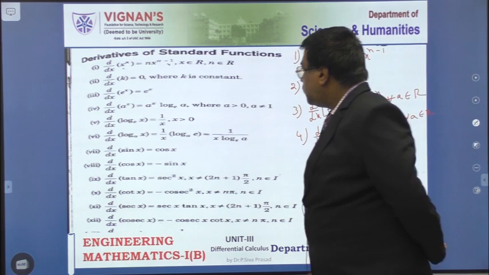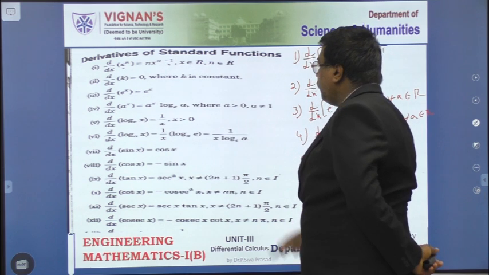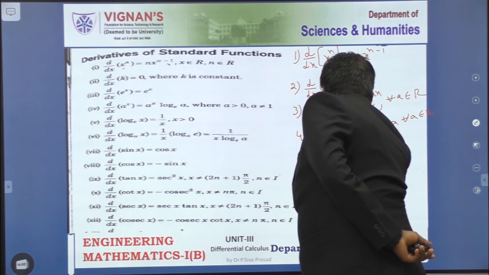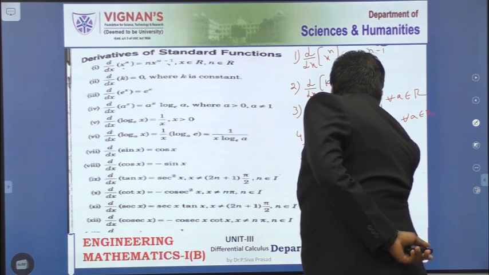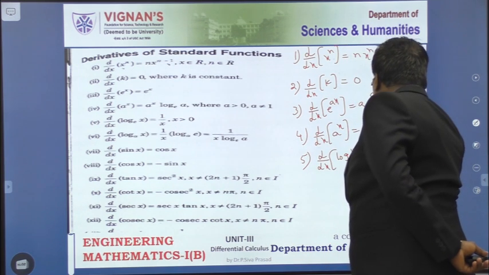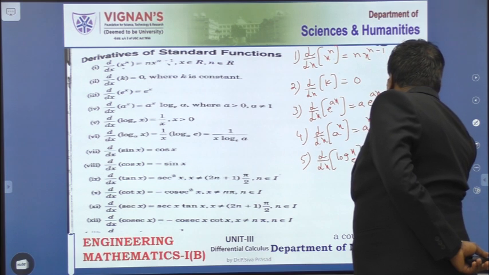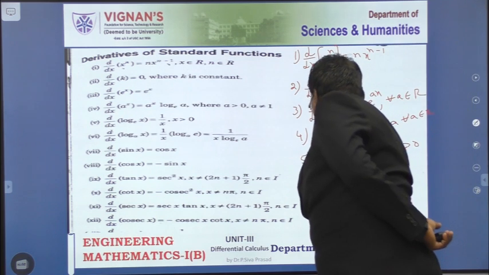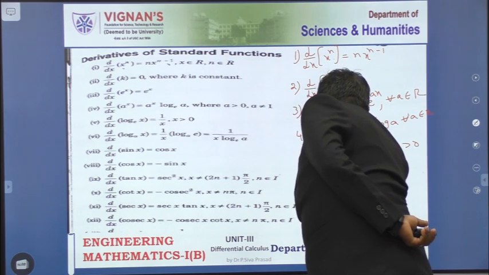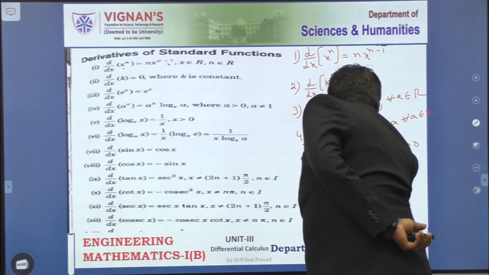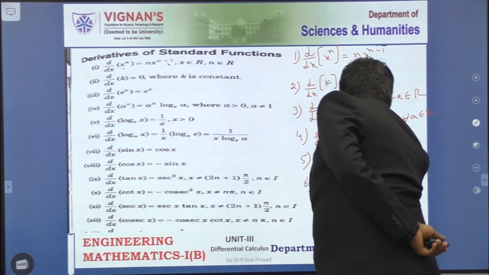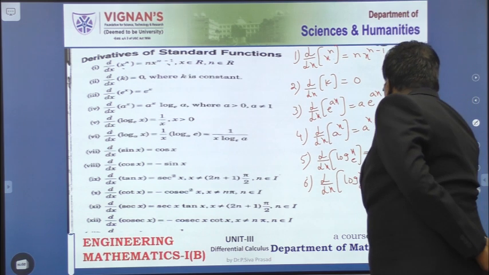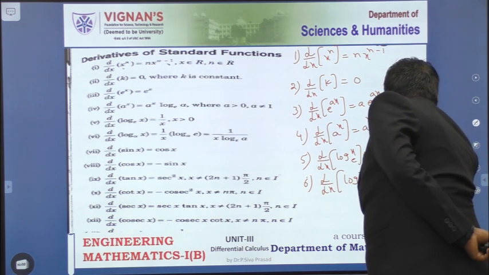Similarly, the fifth one is d by dx of log x to the base e, which is equal to 1 by x, in the case where x must be greater than 0. Next, the sixth one is d by dx of log x to the base a, which is equal to 1 by x into log a to the base e.